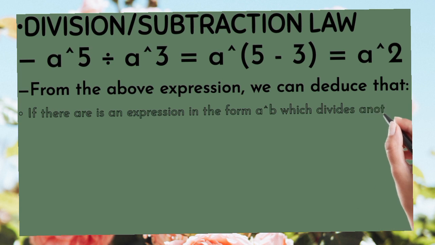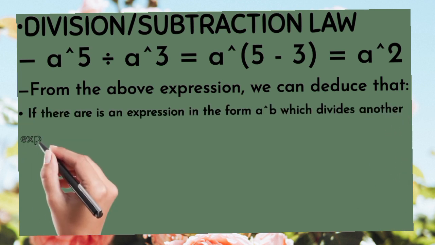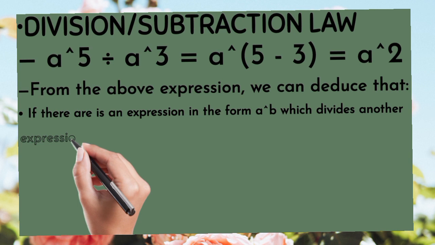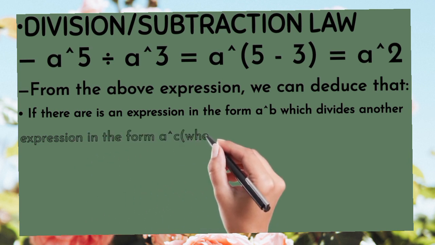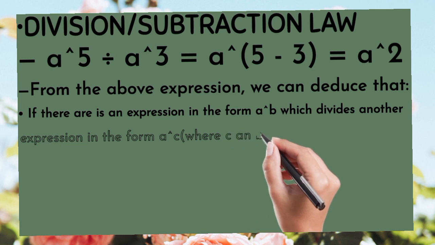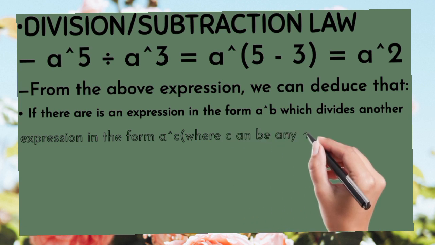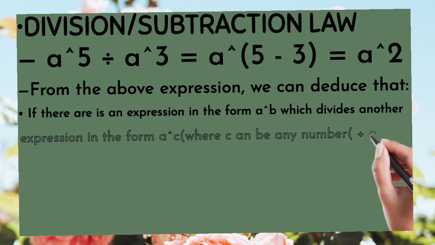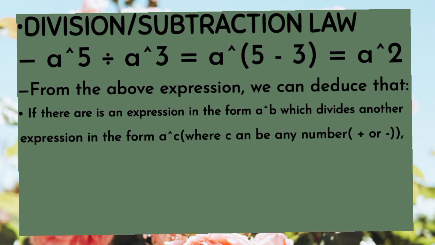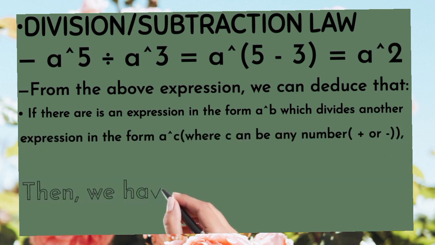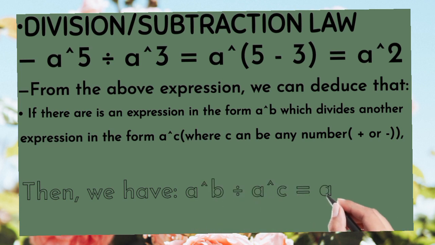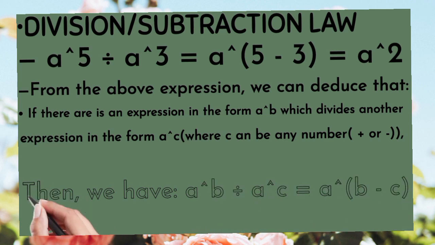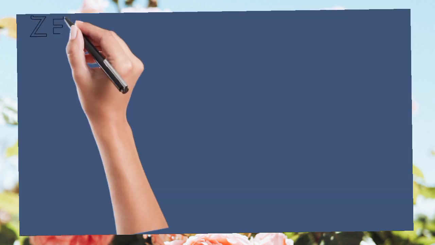So if there is an expression in the form of a to the power of b which is divided by another expression in the form a to the power of c, where c can be any number, positive or negative, then we have that a to the power of b divided by a to the power of c is equal to a to the power of b minus c.